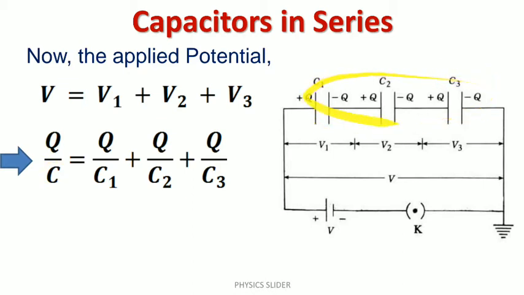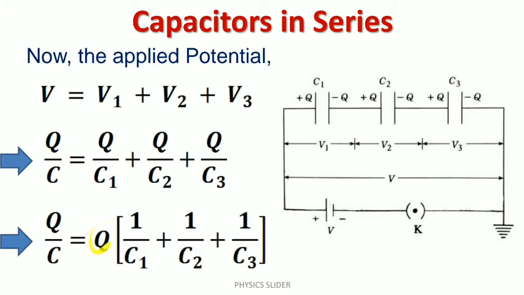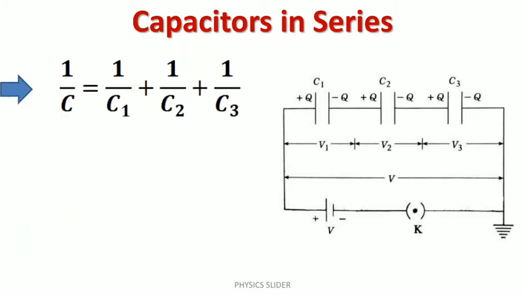Here we need to find out the capacitance of the combination of these capacitors. So how to calculate this? Watch here. Take this Q as common in all these three terms. Right now this Q is cancelled out by that Q, and we will get 1 upon C is equal to 1 upon C1 plus 1 upon C2 plus 1 upon C3, where C is the resultant capacitance of these capacitors connected in series. So in series combination, the reciprocal of the resultant capacitance is equal to the sum of the reciprocals of the individual capacitances.